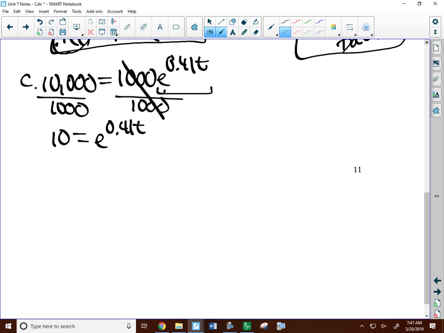You see that mental math? It's pretty good. 10,000 divided by 1,000. Get it? It's 10. Okay, now that the exponential term is isolated, then we can do an ln to both sides. Throw a log on it. So the left side will be ln 10. The right side, the natural log of e cancels itself out. And the property of logs brings that down. So it becomes 0.41t, and then you divide.